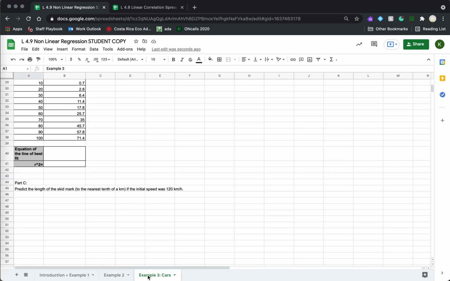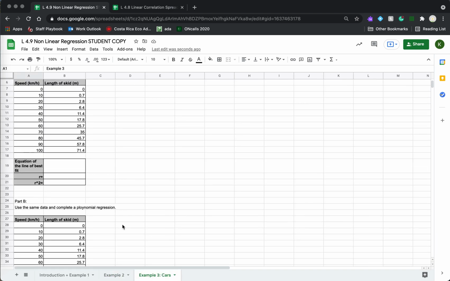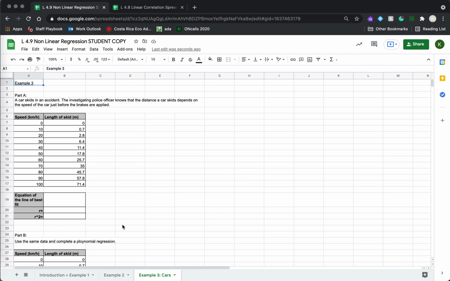Okay, last example here. For this one, a car skids in an accident, and the investigating police officer knows the distance that the car skids depends on the speed of the car just before the brakes are applied. So we have this data here: the speed and the length of the skid of the car. What we want to do is determine how related these two data sets are.